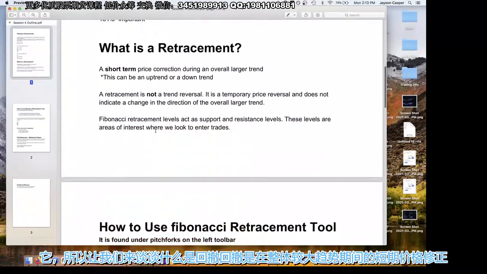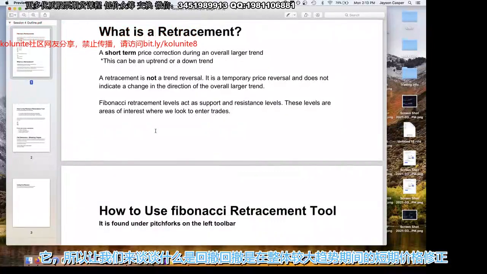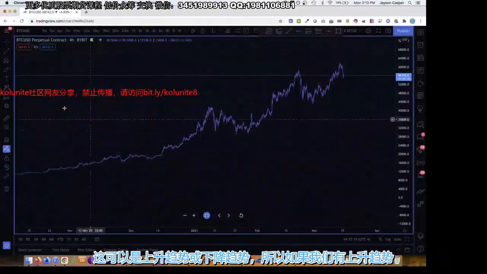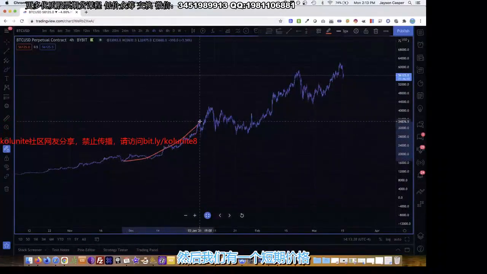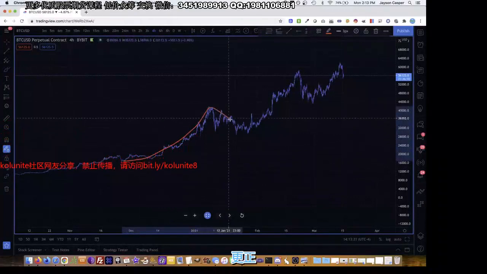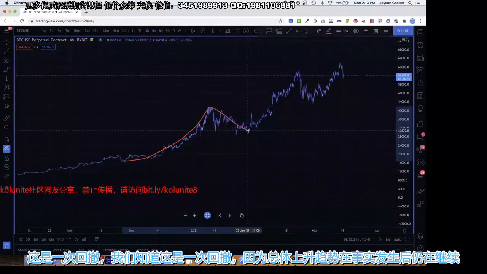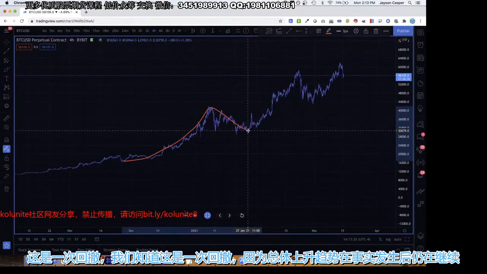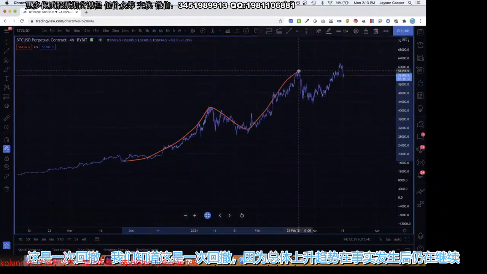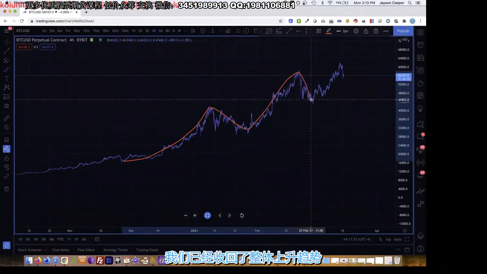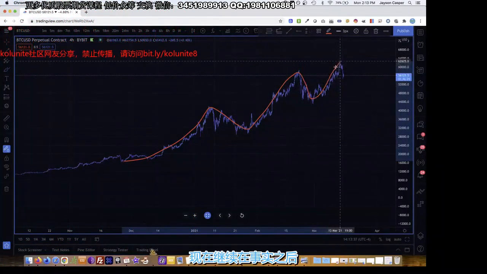So let's talk about what is a retracement. A retracement is a short-term price correction during an overall larger trend. This can be either an uptrend or a downtrend. So if we have an uptrend, right, and then we have a short-term price correction, this is a retracement. And we know this is a retracement because the overall uptrend continues after the fact. Okay? And then again, we have a retracement. The overall uptrend continues after the fact.